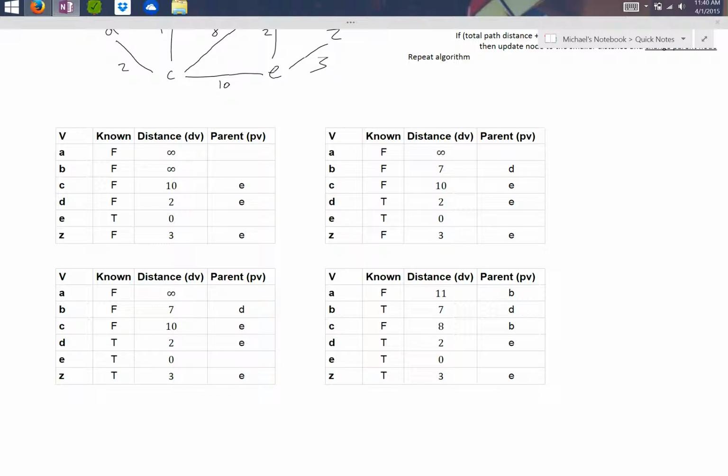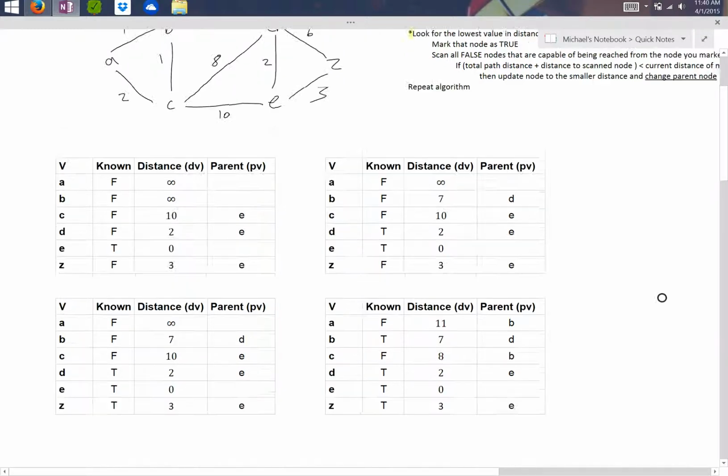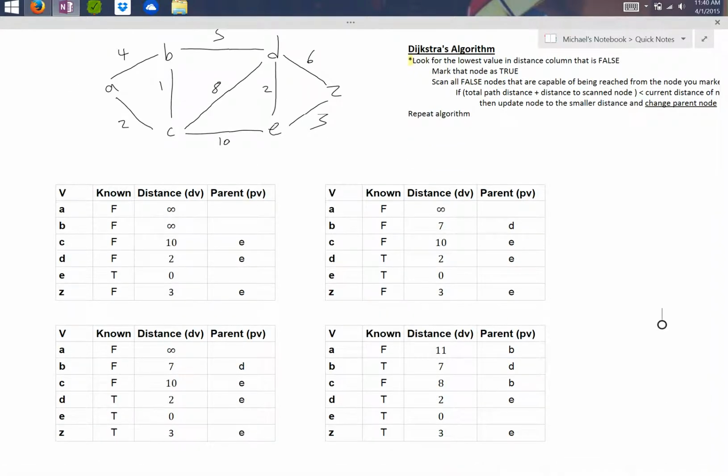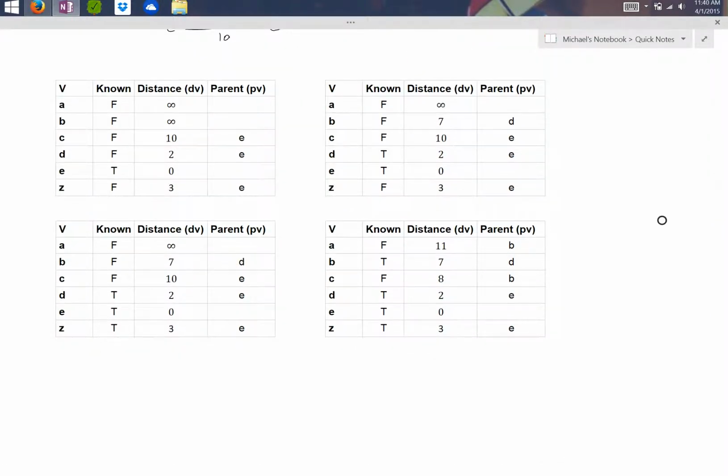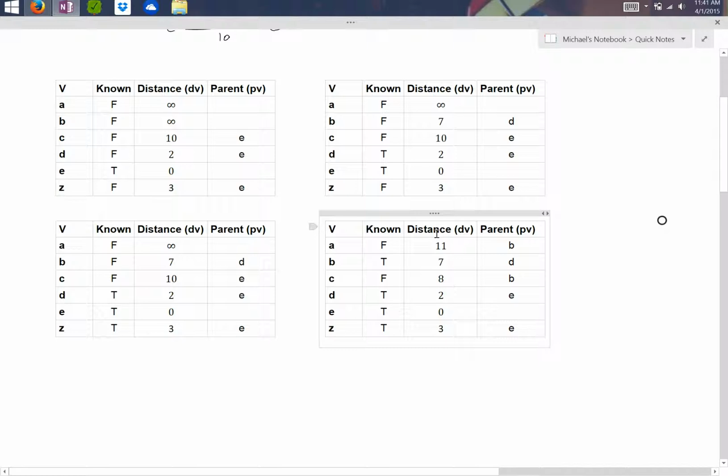So, picking up from where we left off in Dijkstra's algorithm, the only thing I was really going to say was that you're not actually technically done with the algorithm till everything in the known column is marked as true. So technically you still have this one, you have C to finish, and you have A to finish. And then you're totally done with the algorithm.